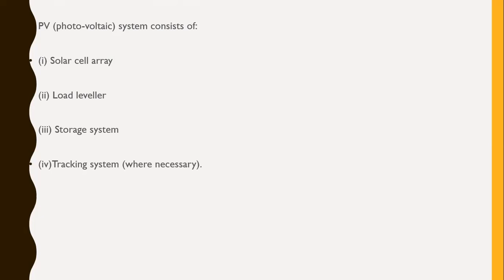Suppose you take 1 square meter of fixed array facing south, this gives nearly 0.5 kilowatt hours of electrical energy. So 0.5 kilowatt hours of electrical energy we can get when a fixed array of 1 square meter is kept facing south on a normal sunny day.